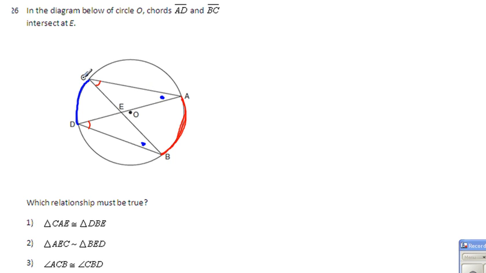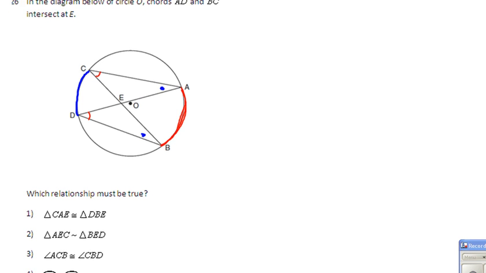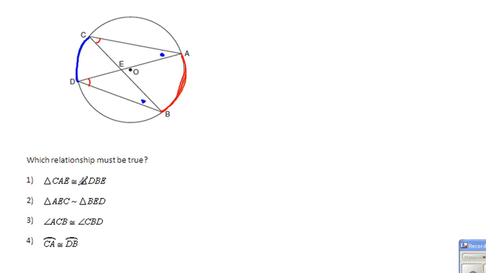But wait a minute, that means these two triangles, triangle ACE, the upper triangle, is similar to BDE by AA. Then, wait a minute, AEC and BED, yes, they are similar. That's one thing that we get to realize right away.